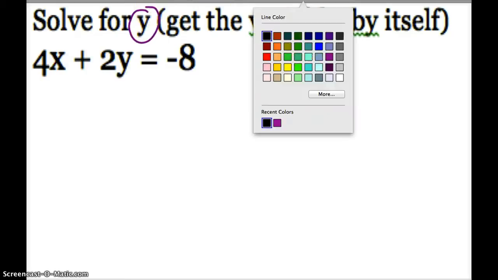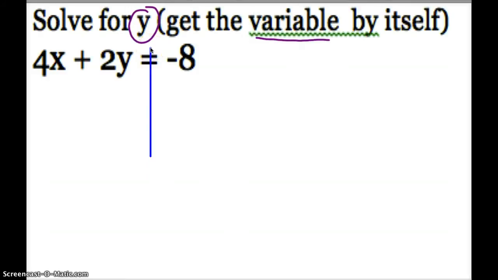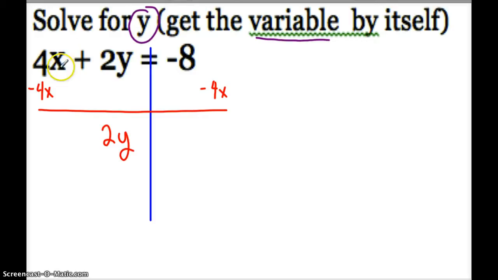So we'll draw a line down the equal sign. Get rid of anything that's not a y. So this is not a y. I'll get rid of this first. I do inverse to get rid of the 4. I do it on this side to keep it equal. These cancel out, and we have negative 8 minus 4x.